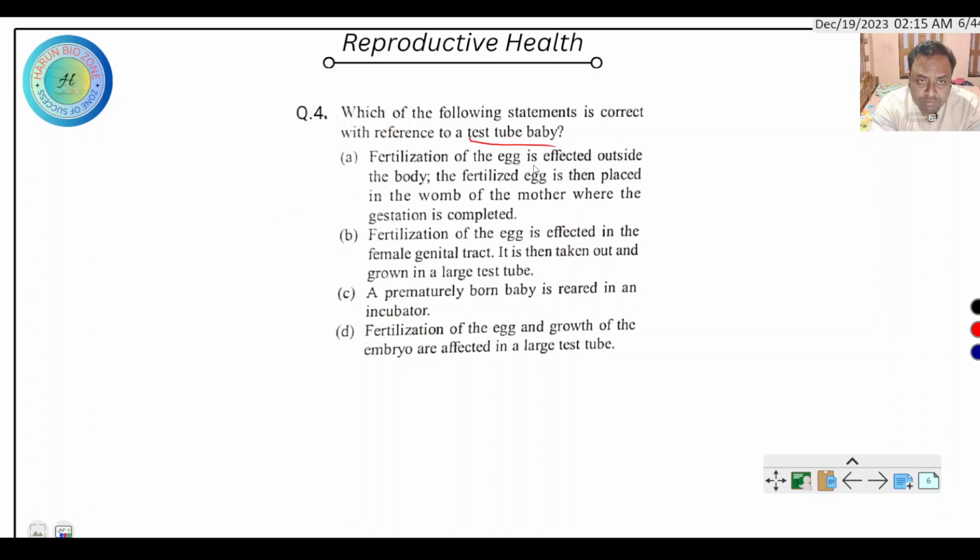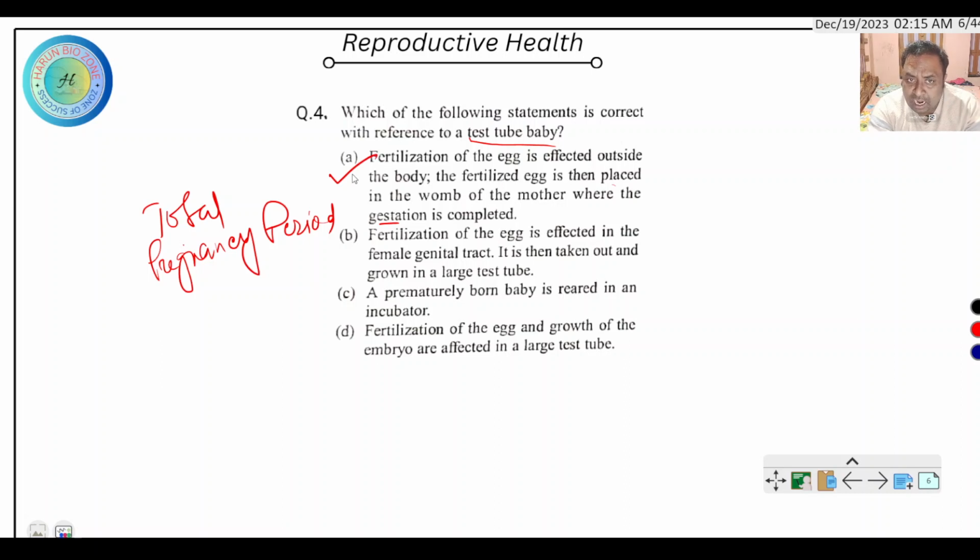The fertilization of the egg is effected outside the body. The fertilized egg is then placed in the womb of the mother, where gestation occurs. Gestation means the total pregnancy period. So this is the right answer: fertilization of the egg is effected outside the body. Sperm and egg are collected, then fertilization occurs outside the body.